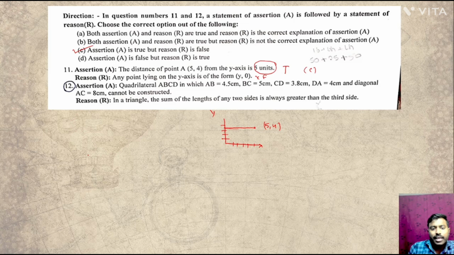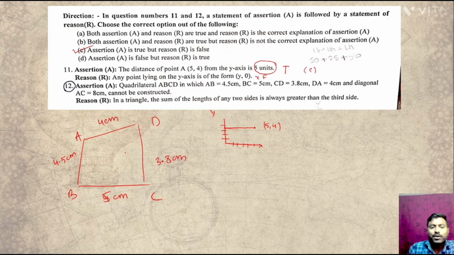A quadrilateral ABCD. Okay, a quadrilateral ABCD. Then AB equal to 4.5 centimeter, BC equal to 5 centimeter, CD equal to 3.8 centimeter and DA equal to 4 centimeter. The diagonal AC equal to 8 centimeter, then it cannot be constructed.